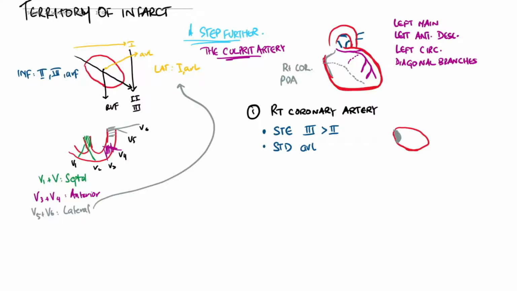Here is a visual representation of how you see ST elevation more in lead 3 as compared to lead 2. It is just because it is more in line with the right side of the heart. So you see ST elevations like this. And then you see that the AVL is basically reciprocal changes for the right coronary artery, and you will see ST depressions in AVL.